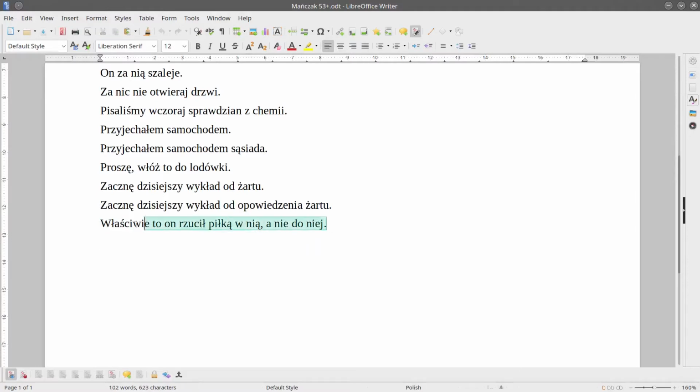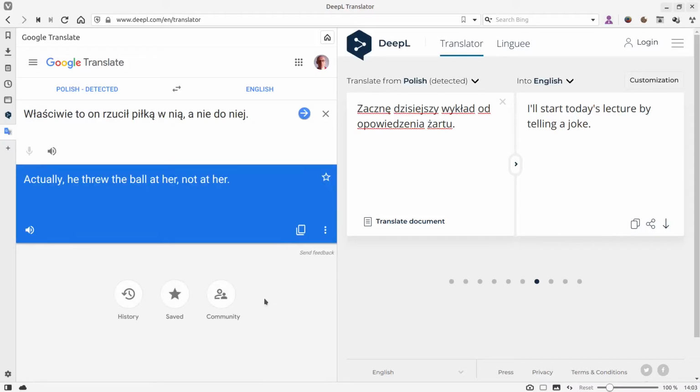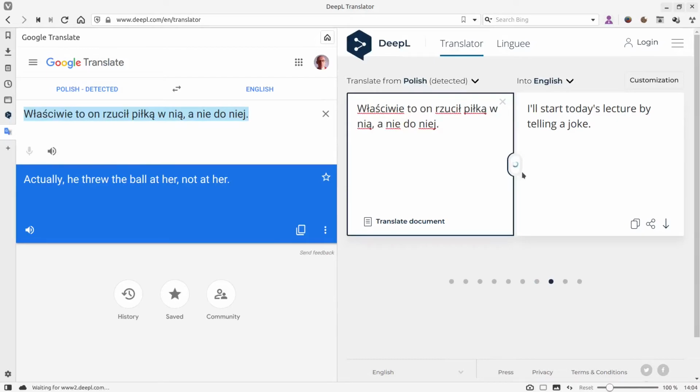And this is an interesting example. Właściwie to on rzucił piłkę w nią, a nie do niej. Actually, he threw the ball at her, not at her. So of course, the result is nonsensical. Right, and DeepL has the same problem. So you can see that neither translator can cope with this sentence.